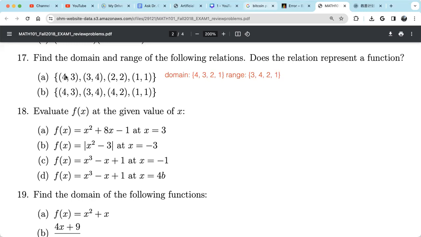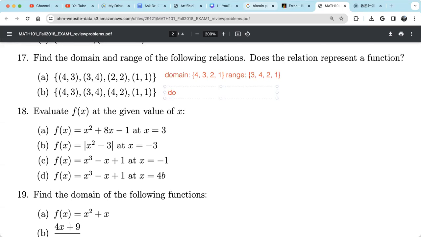Domain are the first members. So we have 4, 3, 2, 1. Range are the second members: 3, 4, 2, 1. Is this a function? Yes, because the members in the domain are distinct, they are different. So it is a function. Let's see B.